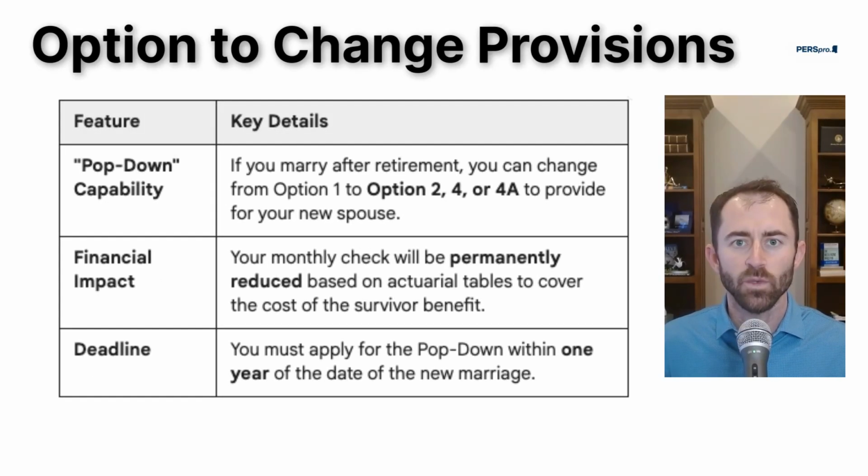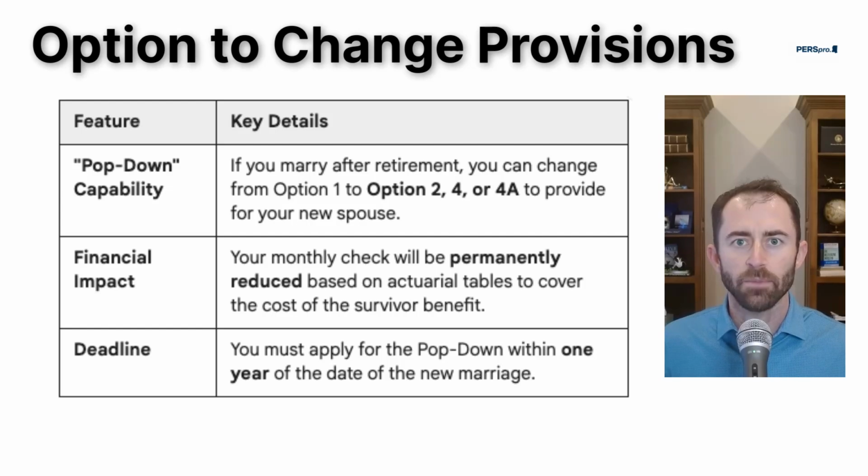If you select option 1 and later get married, you are able to pop down to a different option, option 2, 4, or 4A, to provide a lifetime benefit for your new spouse. This will result in an actuarial reduction of your monthly benefit for the rest of your life to pay for that additional protection. Note, however, you must apply for the pop-down within 1 year of the date of the new marriage.